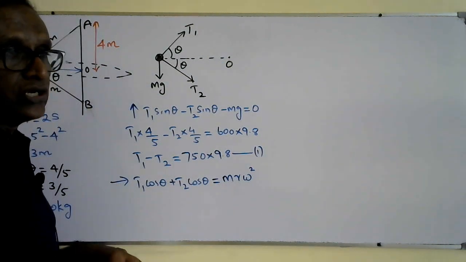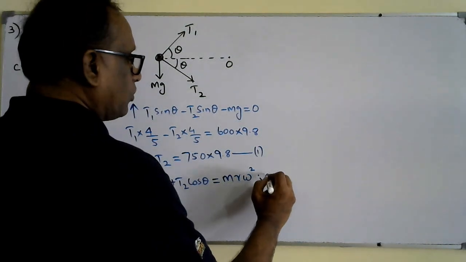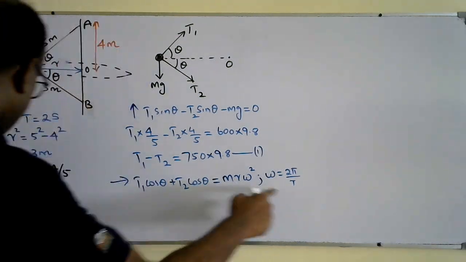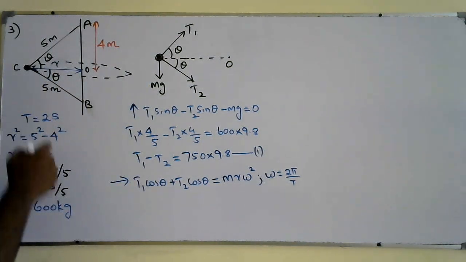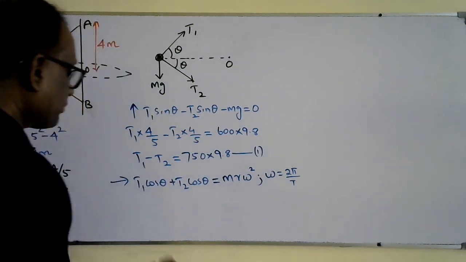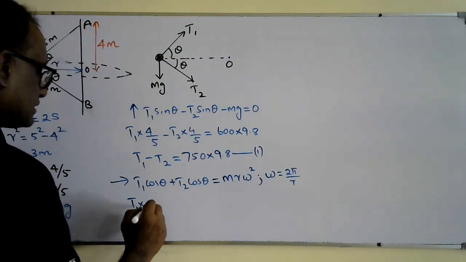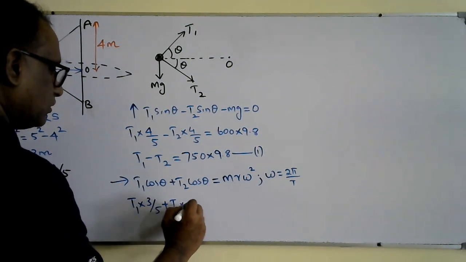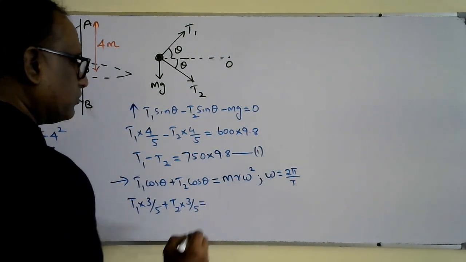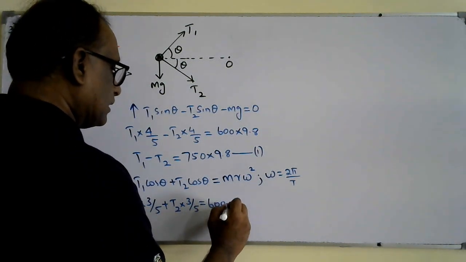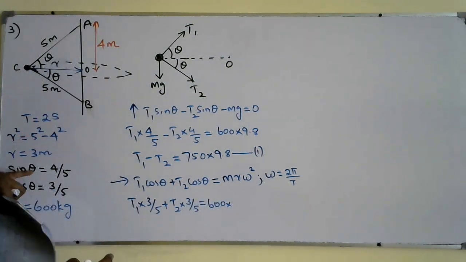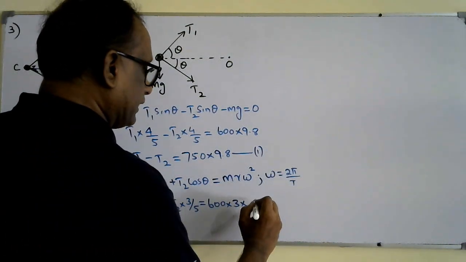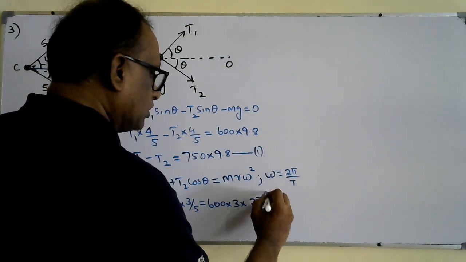You must know that omega equals 2 pi over T. That's given in the data sheet. And T is given, 2 seconds. The time period is given as 2 seconds. So I want to substitute that also. So T1 cos theta, 3 by 5, plus T2 3 by 5 equals mass 600, radius we found it 3, omega squared, 2 pi over T, so 2 pi over 2, all squared.